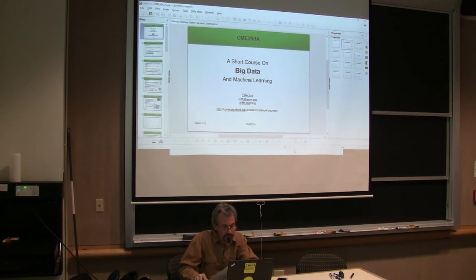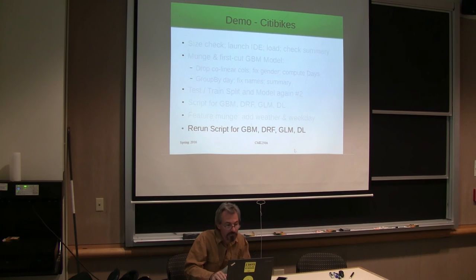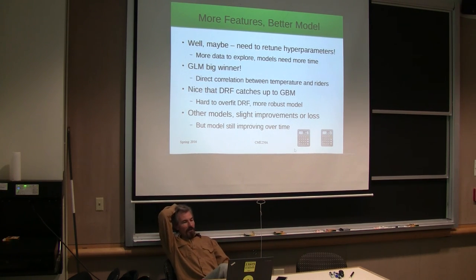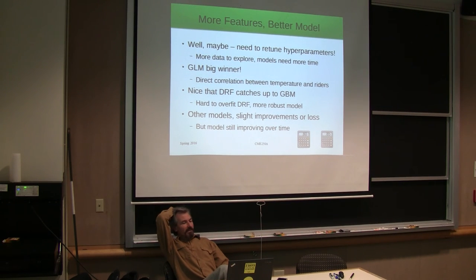Let's try the other one. How about that one? Okay, so maybe I get a better model out of more features. Clearly GLM got really better, but maybe I need to retune my hyperparameters. And that's sort of a general trend too: don't burn days on hyperparameter search tuning until you've messed with some features as well. Pay attention to where your time is going and what you're getting out of it. It is nice that DRF caught up to GBM, because it's a much harder to overfit model, so you get a much more robust model out of it.